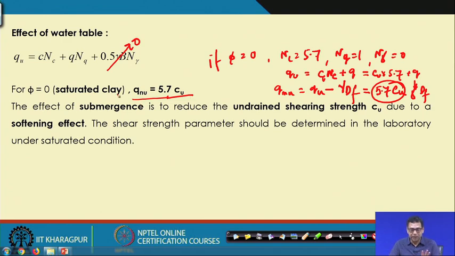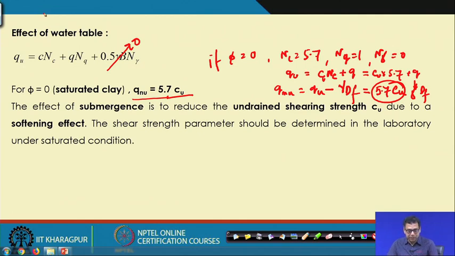So, here the water table effect. In that case, if this is the net ultimate, because we are always talking of the net ultimate, because in the allowable bearing capacity definition also we take the net ultimate safe load in terms of net. So, the water table effect is in the cohesion value, because if it is a saturated clay, then the shear strength parameter we should determine in the laboratory under saturated condition, because our soil is saturated. So, we have to test the actual condition, in the saturated condition, to determine the Cu value.